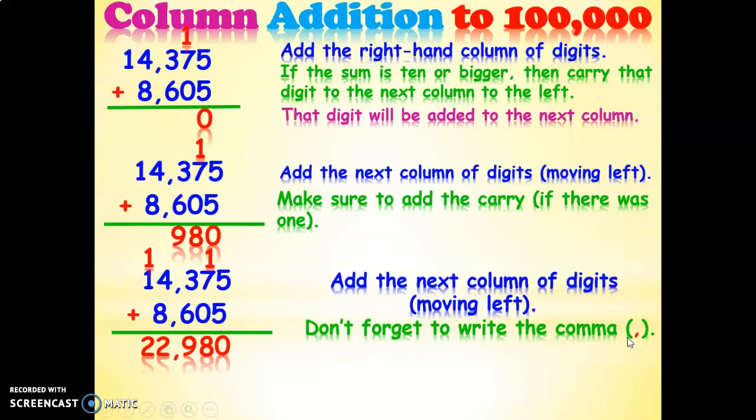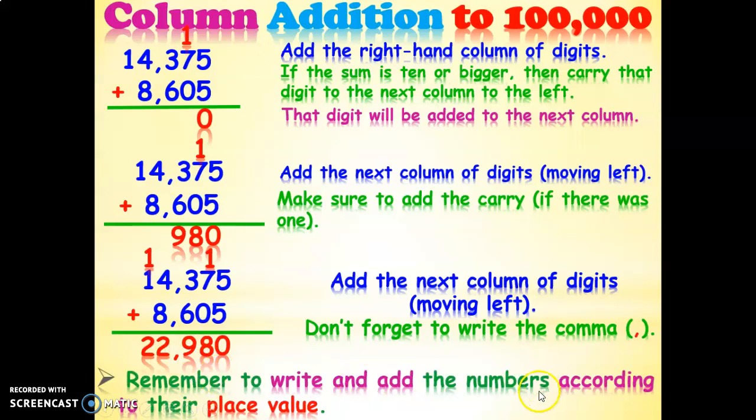How do we write the comma again? You have to count 3 digits. So ones, tens, hundreds, comma, and then the number for thousands and 10,000s. The final answer for this example is 22,980.